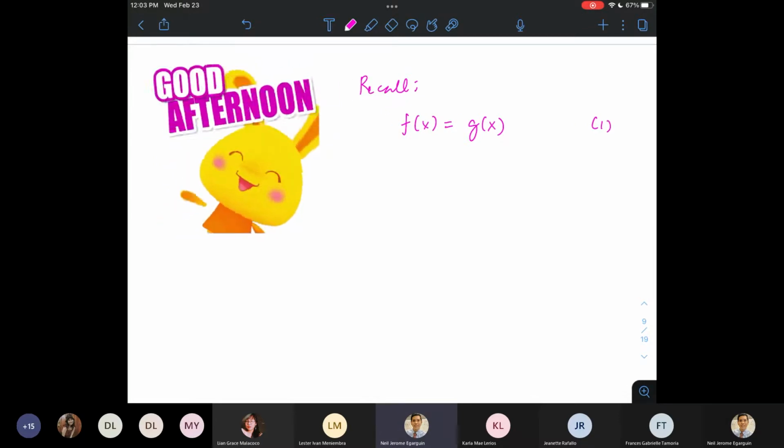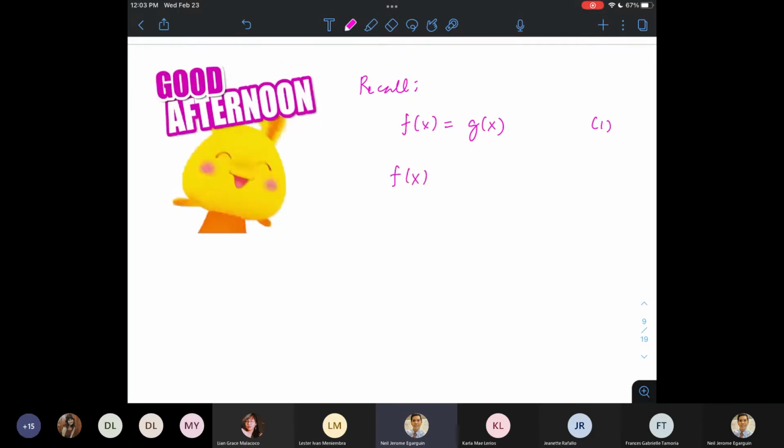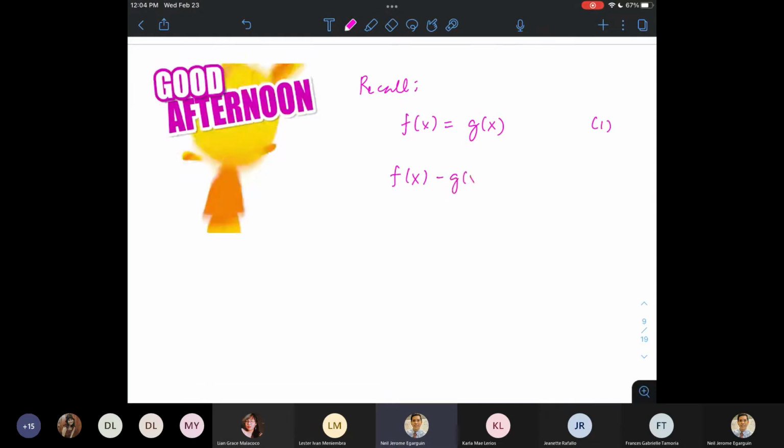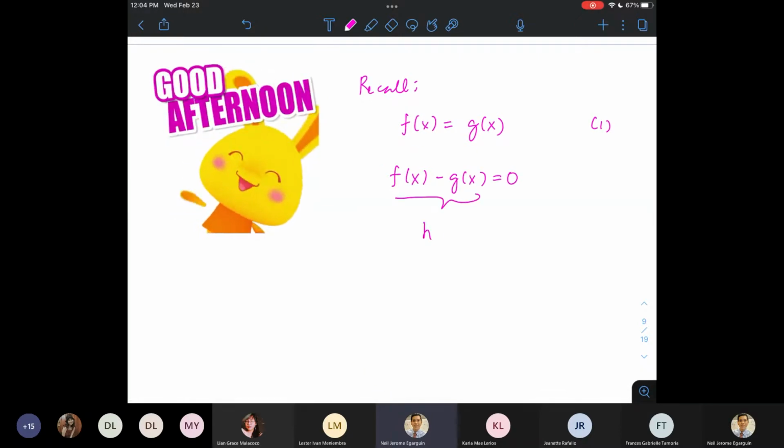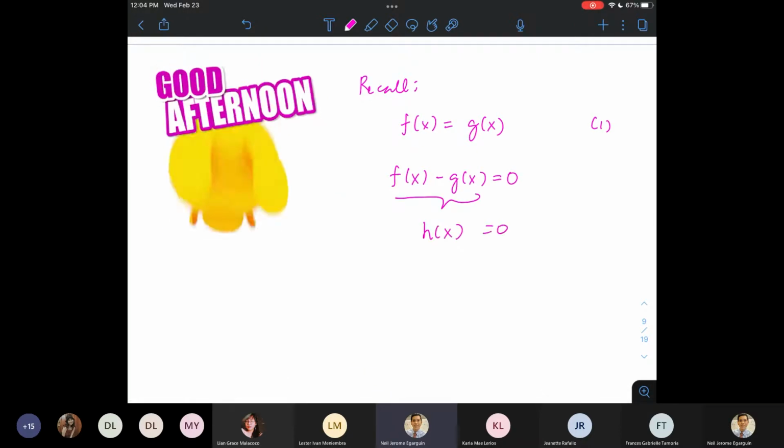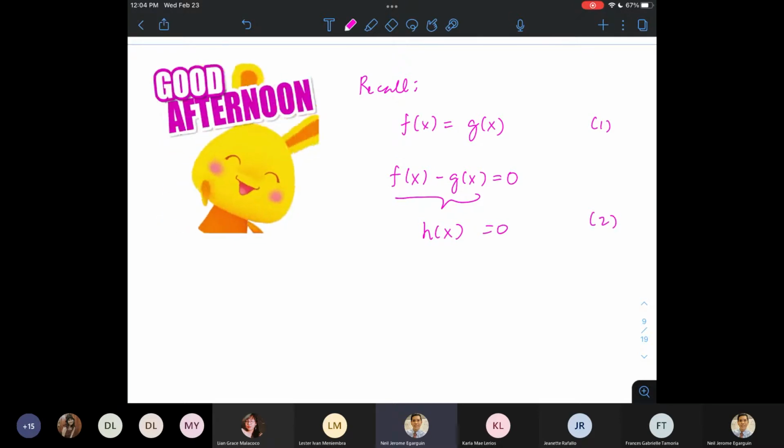And then we can translate this problem into a root finding problem. So we simply just need to make one of the sides of the equation equal to 0. All right. So pwede natin itong i-let to be our function h of x equals 0. So the problem of solving equation 1 is the same or is equivalent to finding the roots of the function h. So kaya interchangeably ko gagamitin yung solving nonlinear equations and finding the roots of an equation.